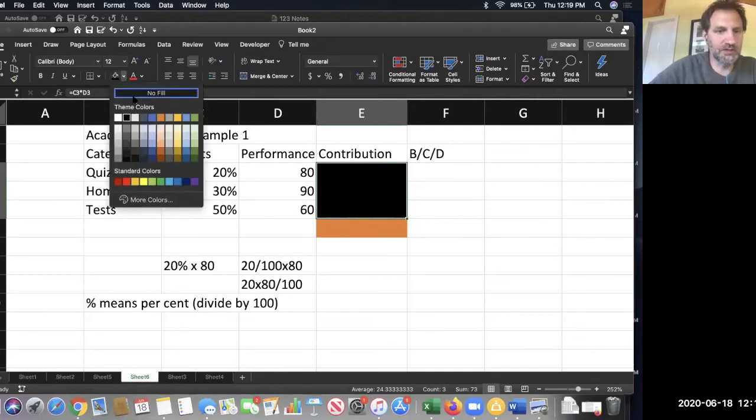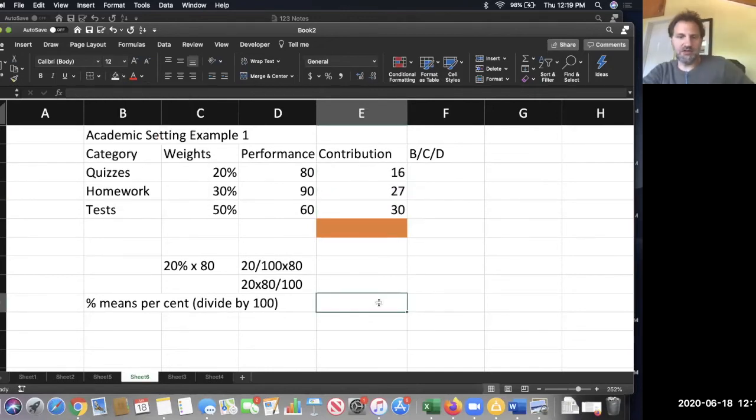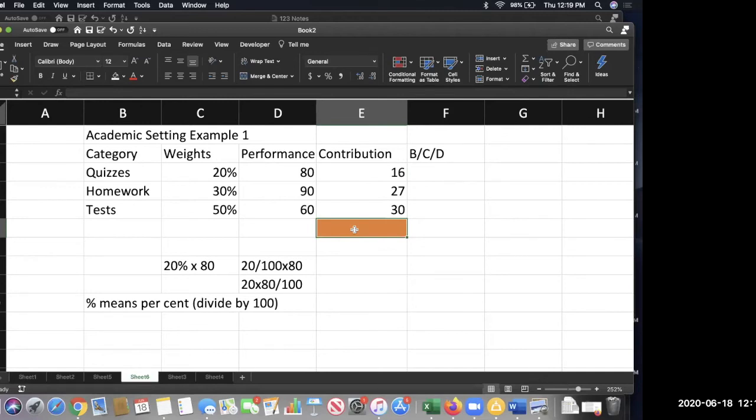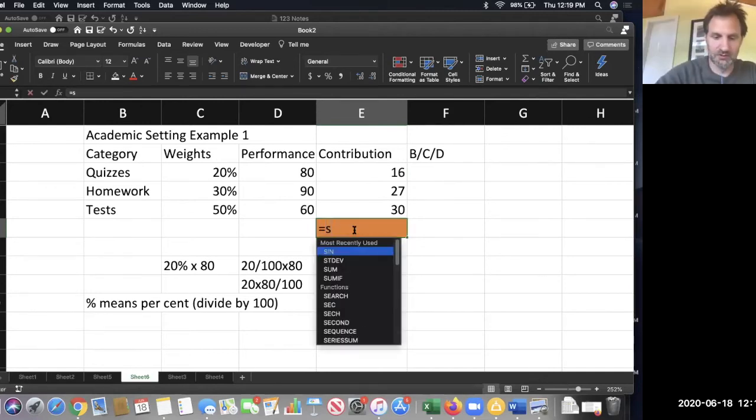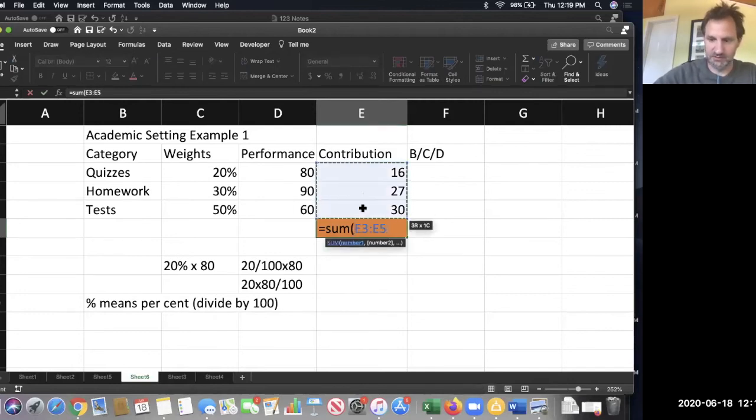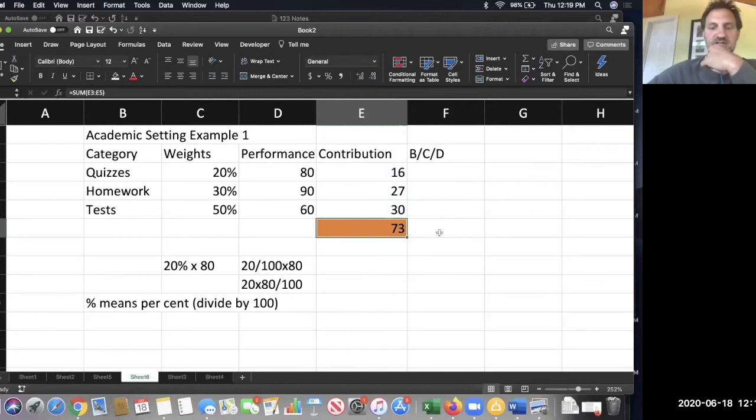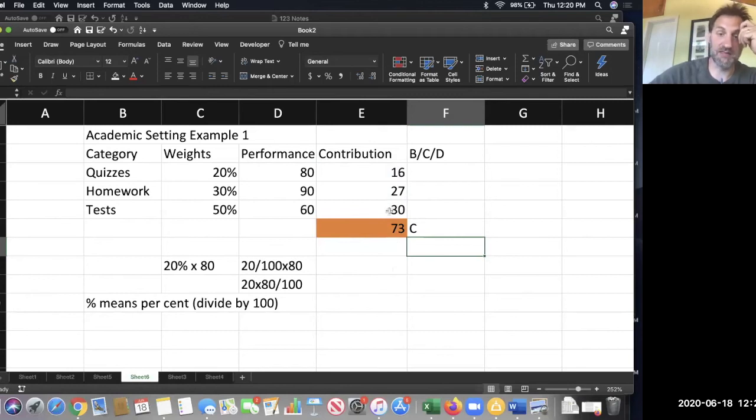If you multiplied correctly, you should have got 16, 27, and 30. All right. And so what's the next step after you multiply across? You add down. Exactly. And so the sum of those 3 things is 73. So that tells us they got a C, which I guess makes sense since it's kind of in the middle. It wouldn't have been a bad guess without doing any math.